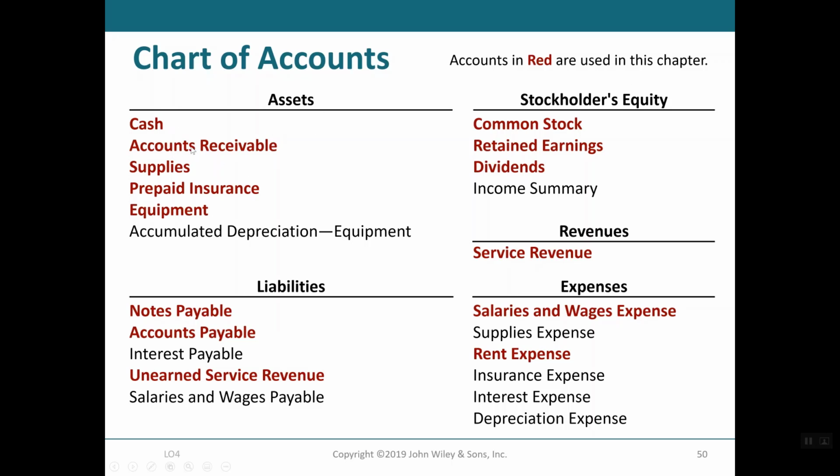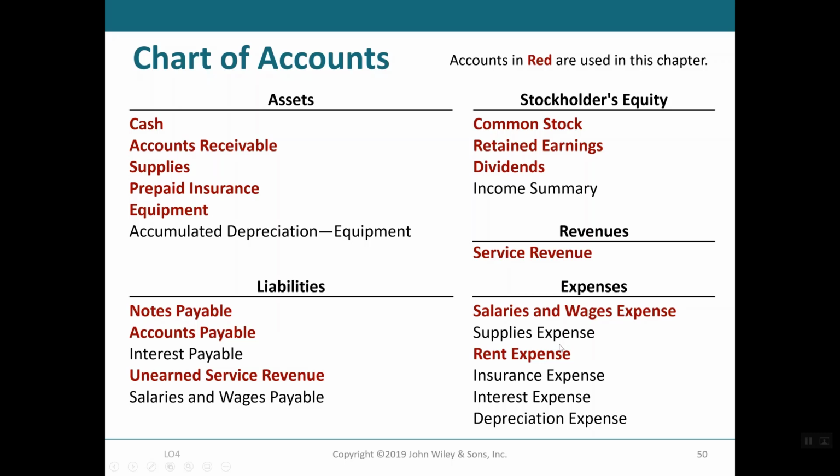So we are using the cash account, accounts receivable, supply, prepaid insurance, and equipment as assets. For liabilities, we're going to use notes payable, accounts payable, and unearned service revenue. Do you remember this? I explained this already. Common stock for stockholders' equity, retained earnings, dividend. And on revenue, we have service revenue. On the expenses, we have salary and wages expense, and rent expense.